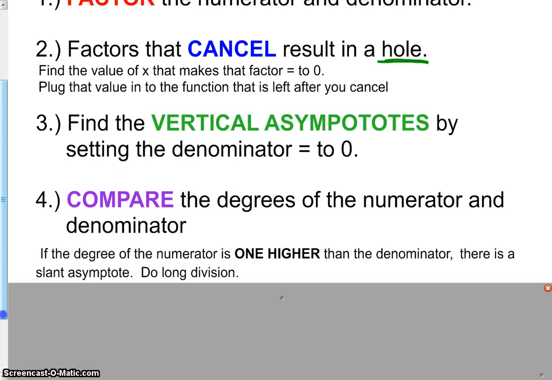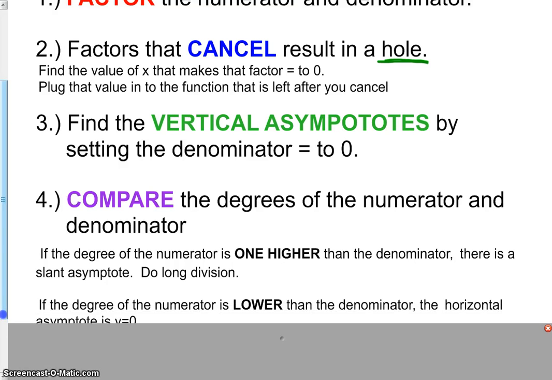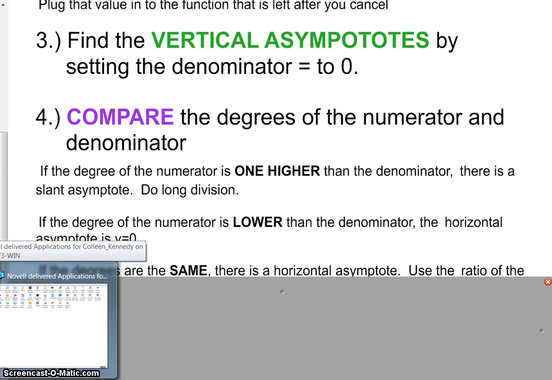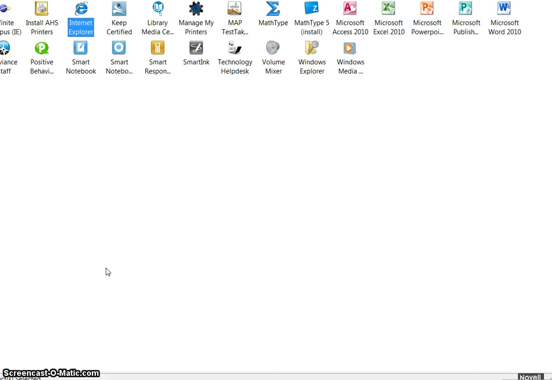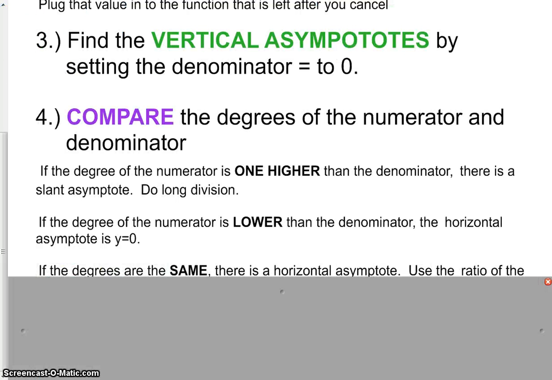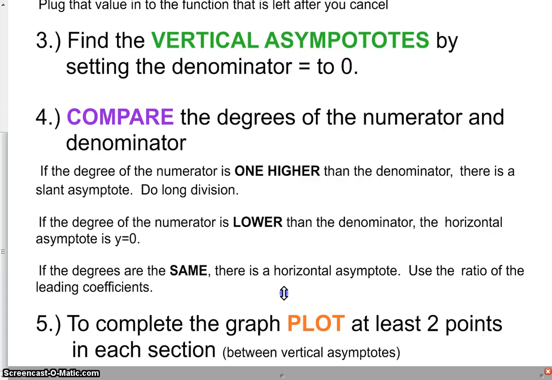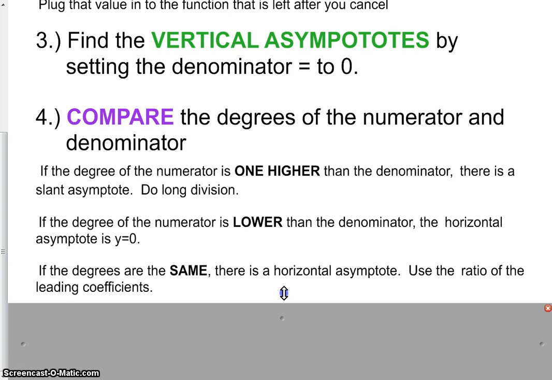Then the more involved step is deciding if you have a horizontal asymptote or not, and if you do, what kind of asymptote it is. Okay, sorry about that. So if the degree of the numerator is 1 higher than the denominator, then there's a slant asymptote, and we're going to do long division. If the degree of the numerator is lower than the denominator, then we have a horizontal asymptote, and that is y equals 0. If the degrees are the same, then we have a horizontal asymptote, and we calculate it by looking at the ratios of the leading coefficients. I'm going to show you some of those examples here in just a minute.